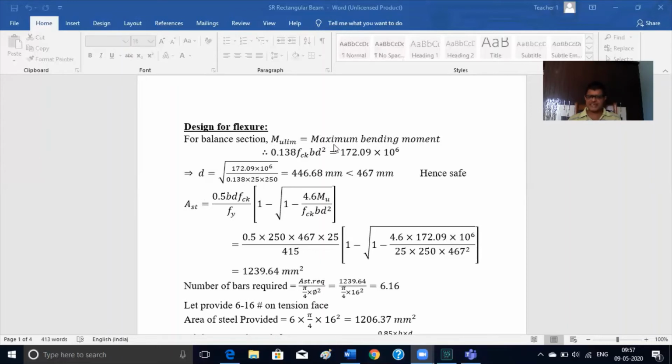So Mu limiting is equal to the maximum bending moment. Now for the Mu limiting moment, you go to page number 96. On page number 96, for the balanced section, a formula is given.